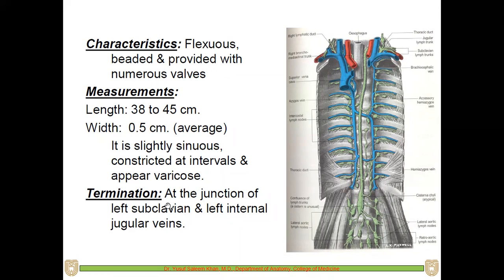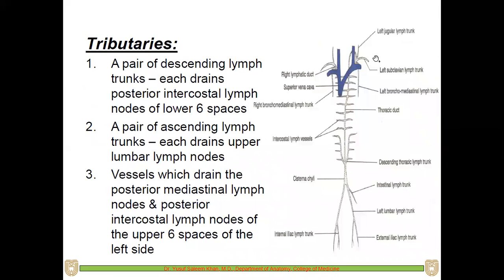Okay. The termination will be at the junction of the left subclavian, as we have seen, as well as the left internal jugular. This is the left internal jugular, this is the left subclavian vein. At the junction, it will drain all the tissue fluid back into the circulation, so that there is no decrease in the volume of the blood.